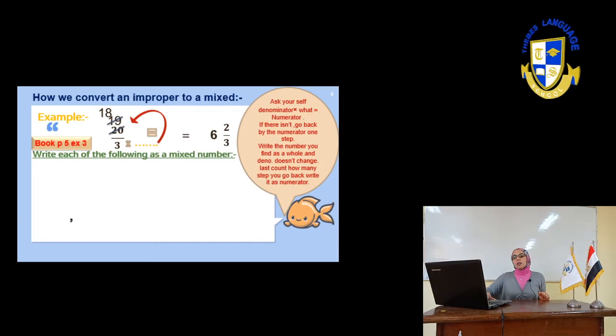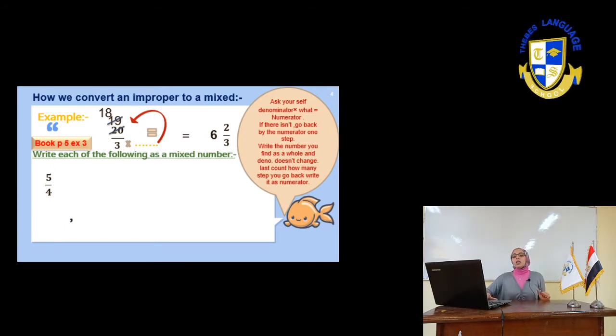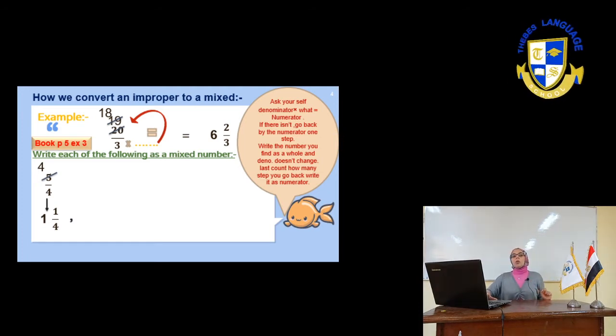Exercise. Write each of the following as a mixed number. 5 over 4. Ask yourself, 4 times what equals 5? There is no. Go back one step. It will be 4. So the whole number will be 1. And the denominator doesn't change. It will be 4. And we went just one step, so we'll write in the numerator 1. It will be 1 and 1/4.